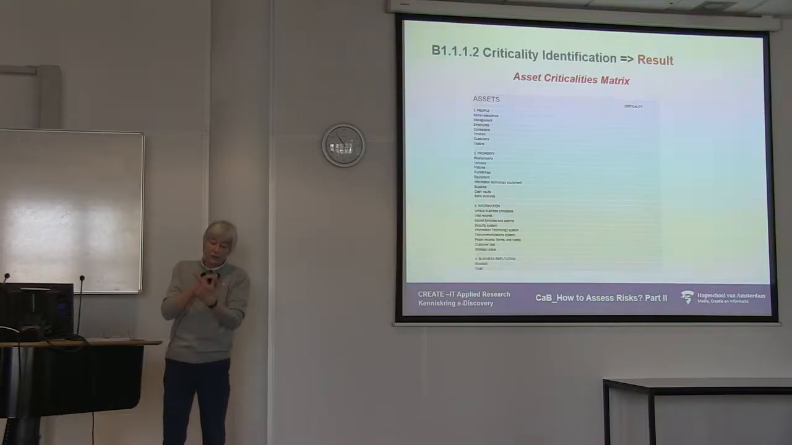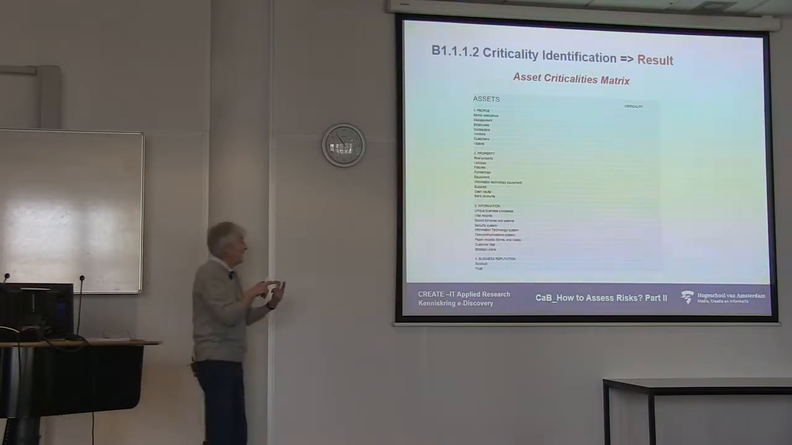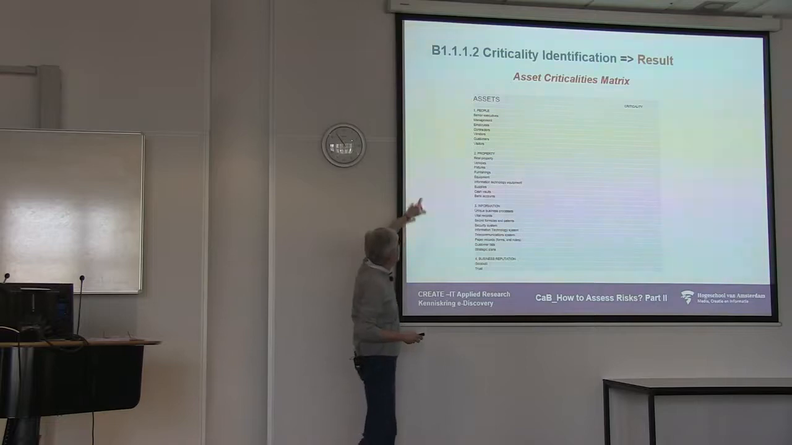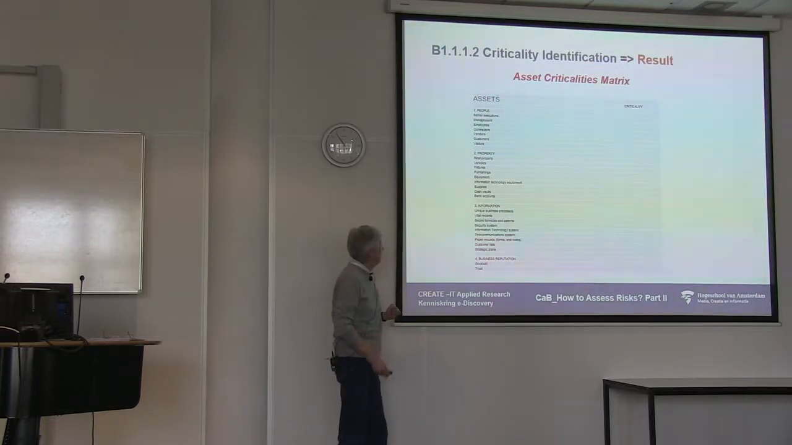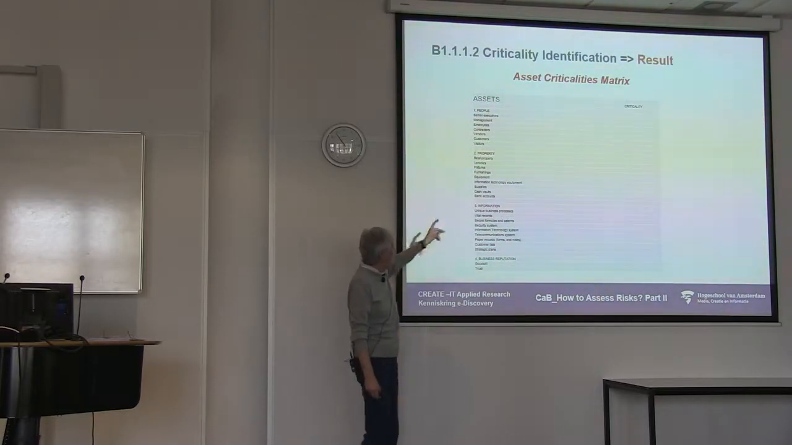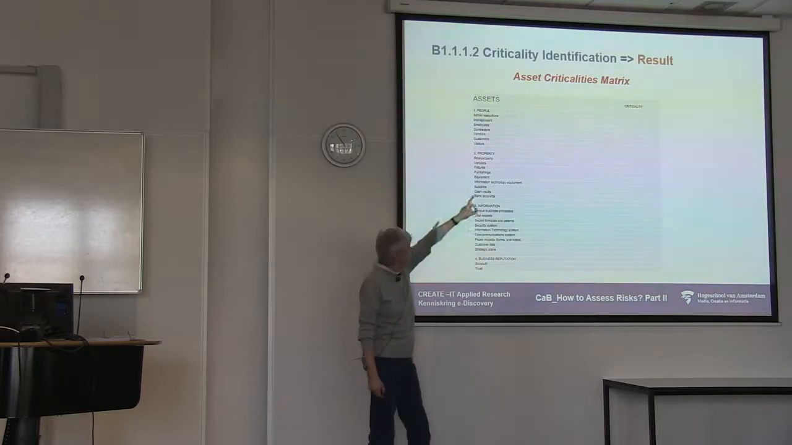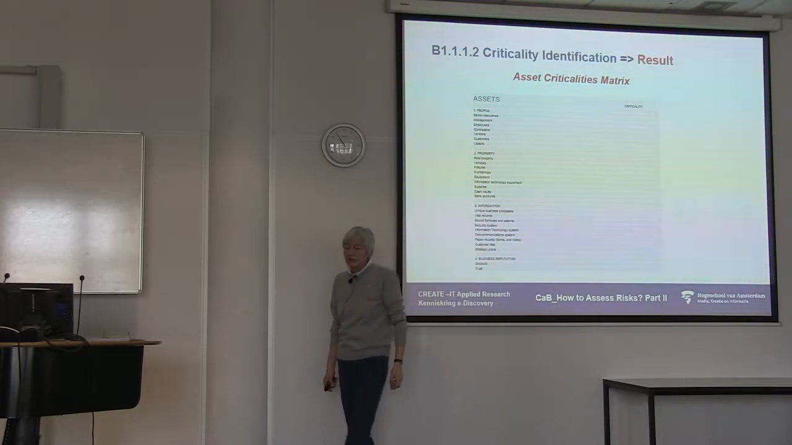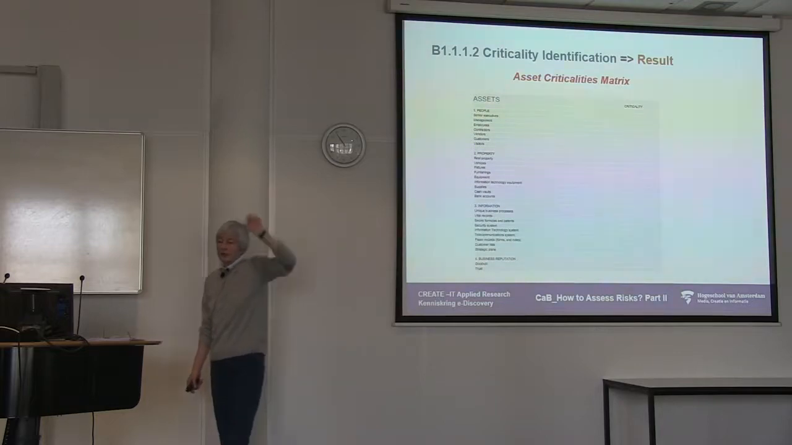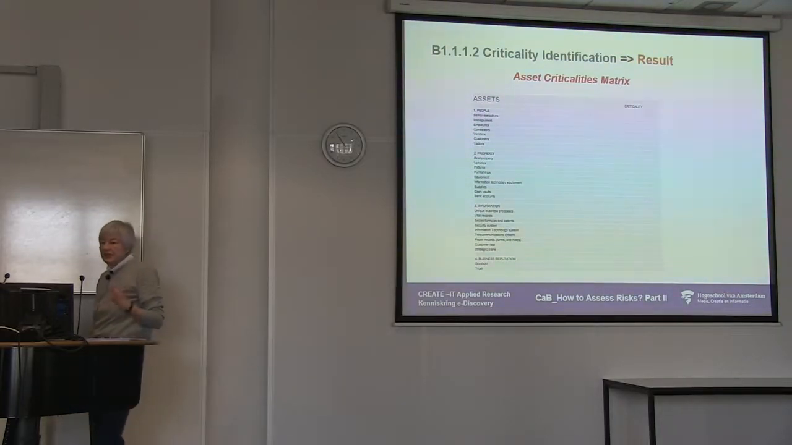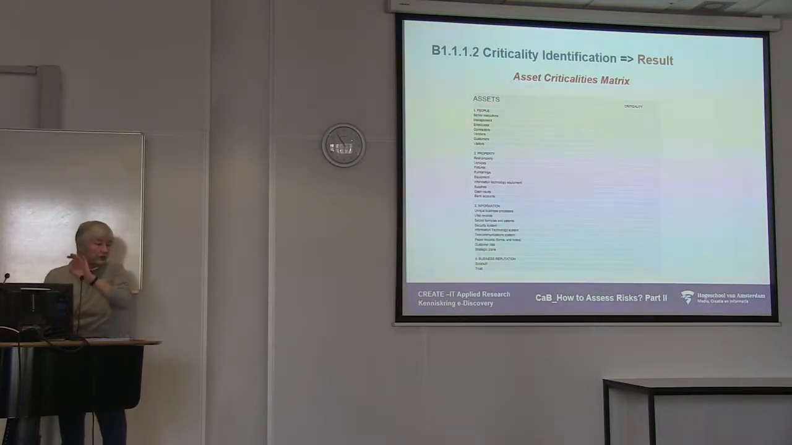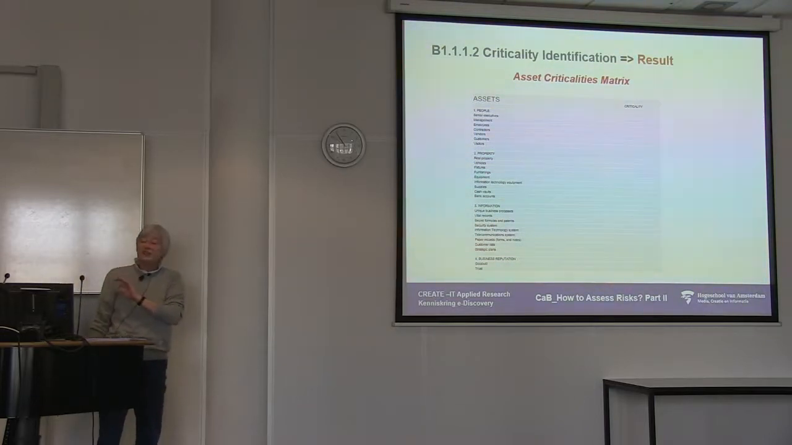Then we have now two things. We have our assets grouped per class and per major asset the criticality. We pick up this list, this asset criticalities matrix, when we are doing the risk analysis part. Then we are going to combine threat agents, threats, vulnerabilities with criticalities.